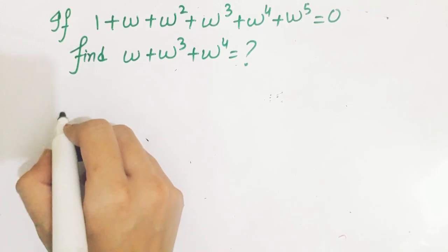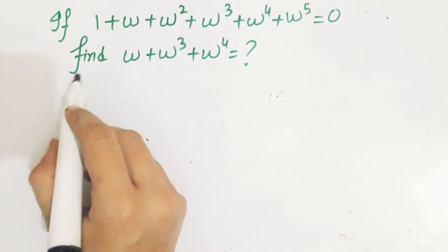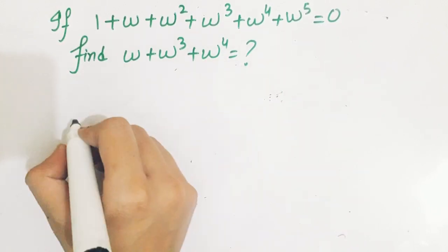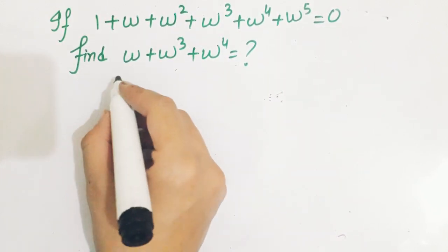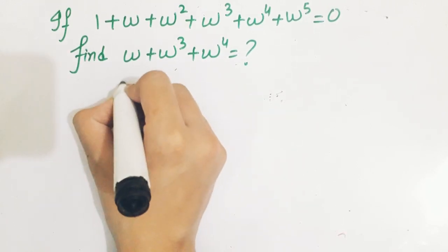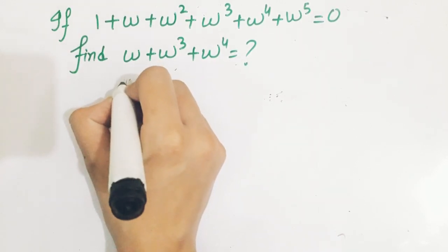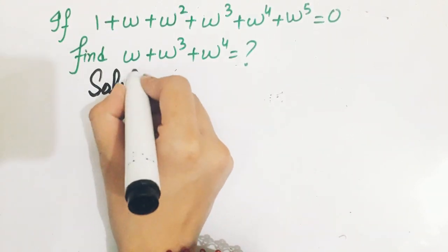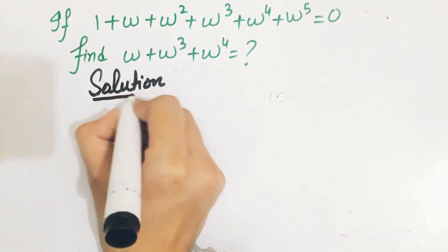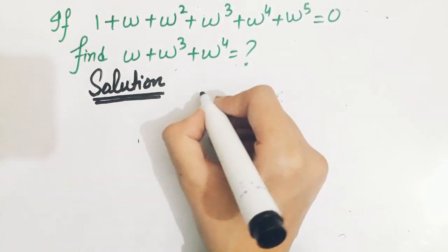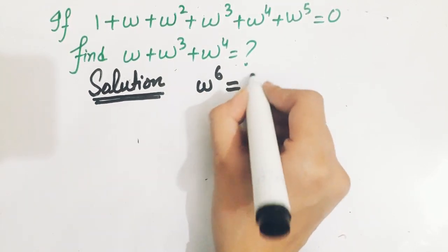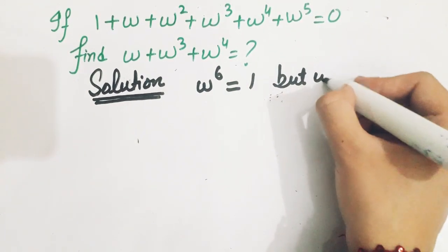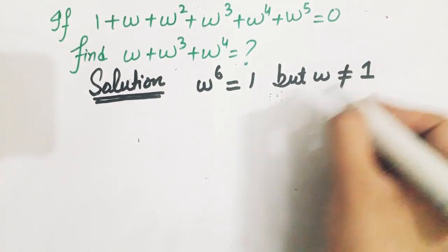First of all, we have seen that this is the sum of all 6 roots. It means omega is a complex number such that omega 6 equals 1, but omega is not equal to 1.